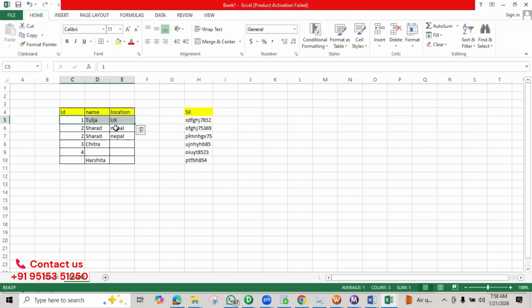It will get changed for the new record. The surrogate key is assigned for every record. So one Tulja UK will have one surrogate key, and if we make another change, like changing UK to USA, then in the same place it will be overwritten with a different surrogate key. Overwritten, not added at the bottom or left or right.